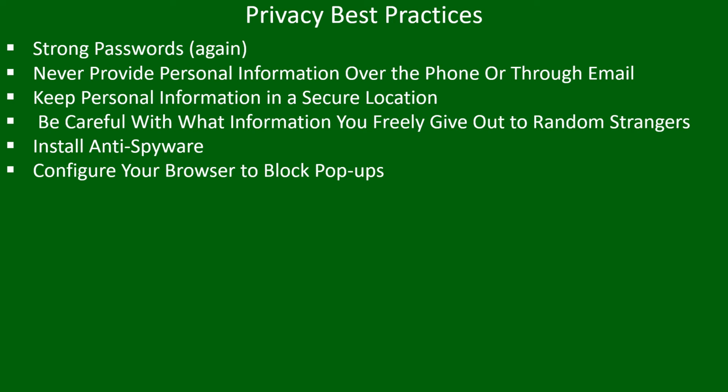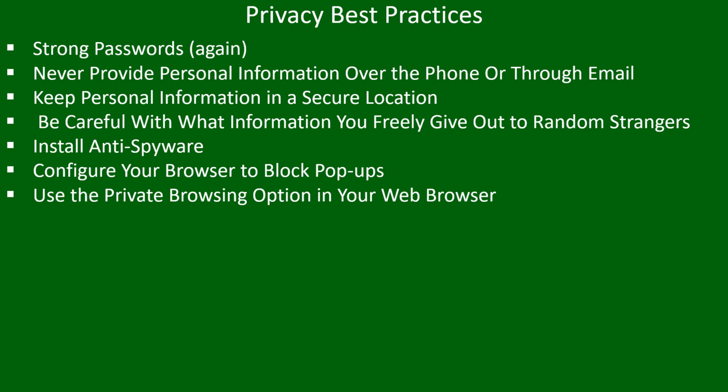Configure your browser to block pop-ups or use a pop-up blocker. Use the private browsing option on your web browser and configure it to clear the cache and cookies every time you close it. If you want to, you could use the Tor web browser, which is considered the most private and secure browser. Encryption is the best way to make sure that the data you're sending is not able to be read if intercepted by an attacker.